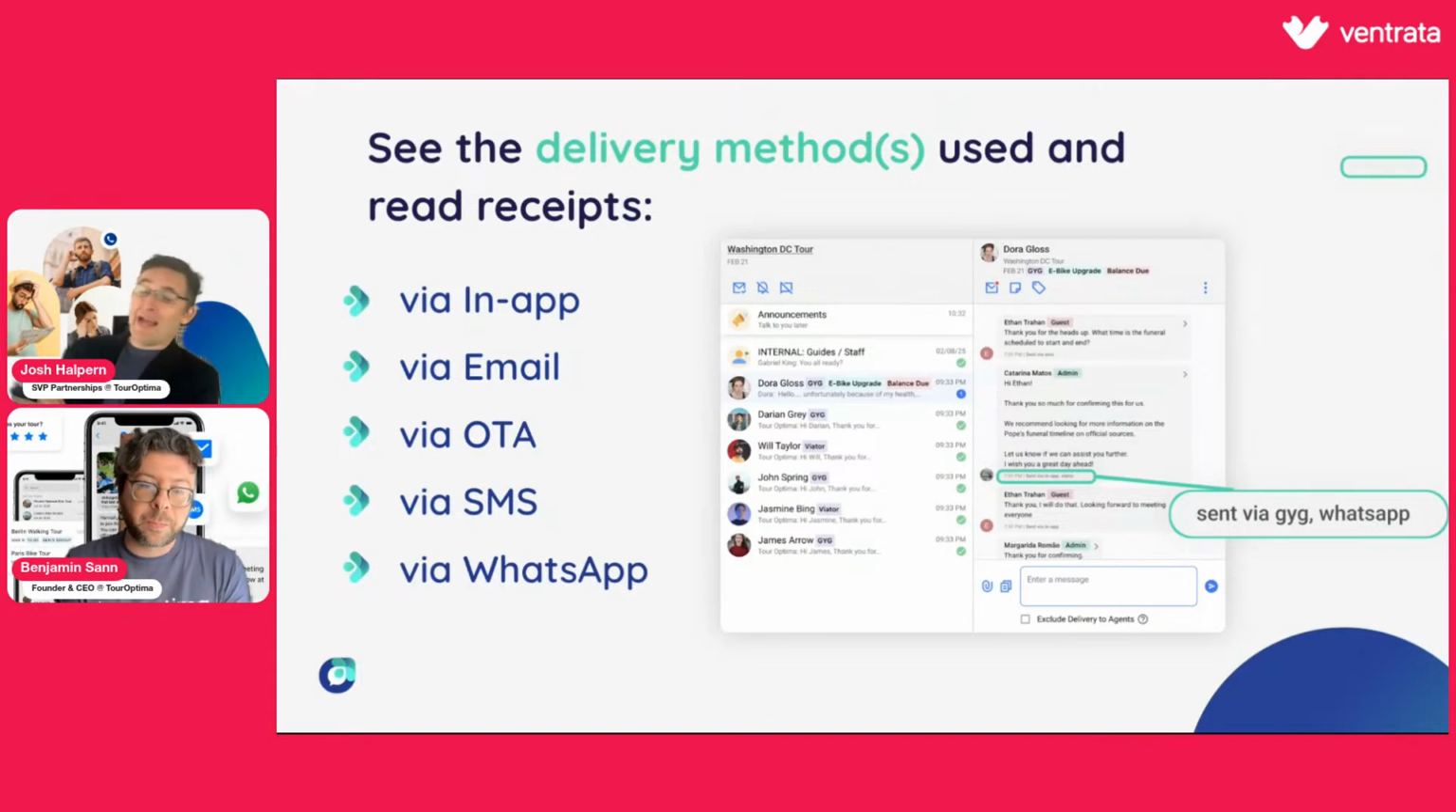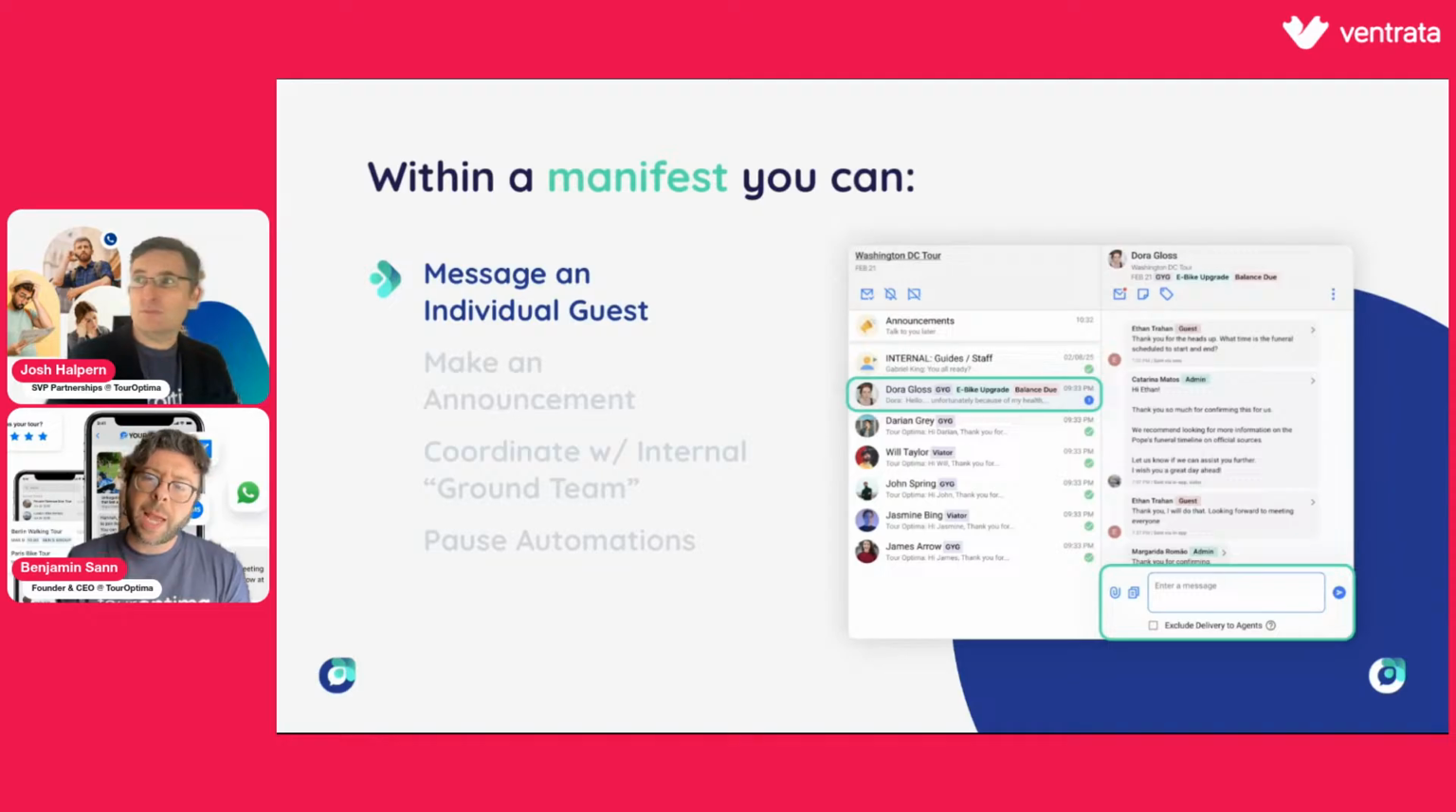And so this is a magnification of the view that you can have on the person level, what platforms they actually receive the message on. And we also have read receipts on that as well. So you can actually see everything real time. And messaging an individual guest, bread and butter, any messaging system will allow you to do that.